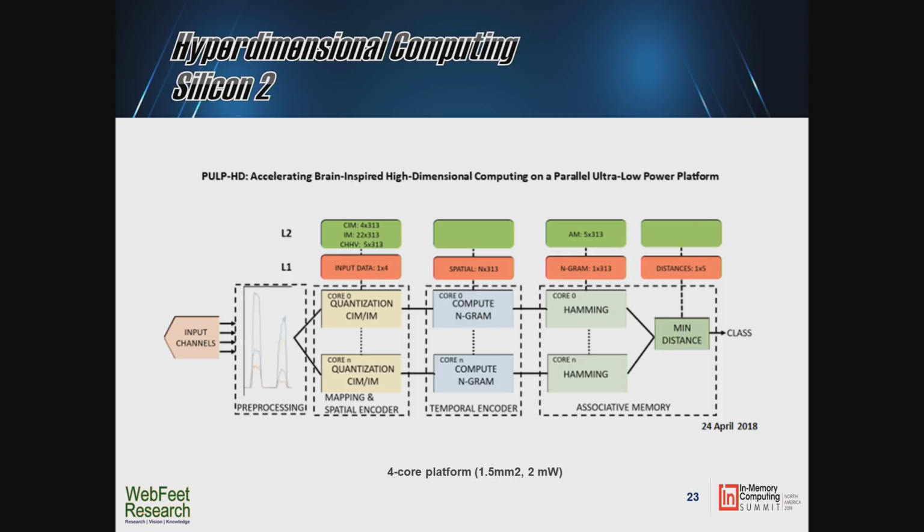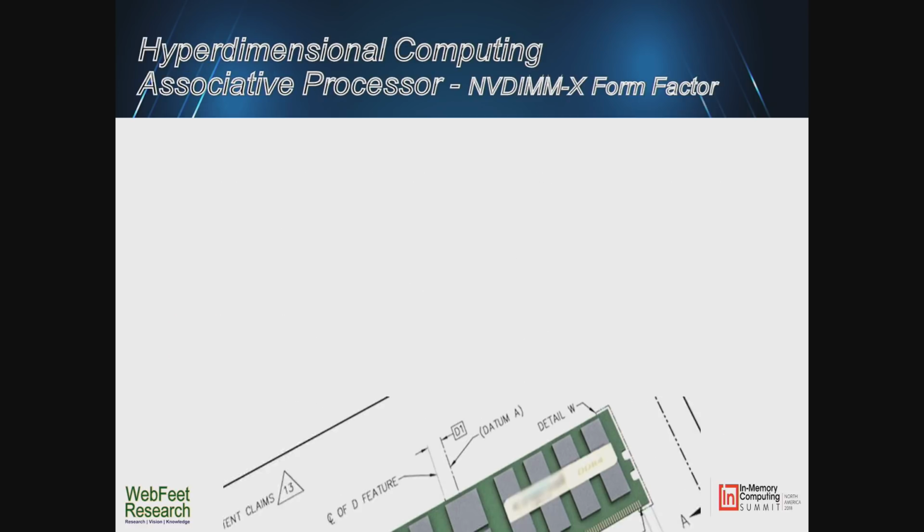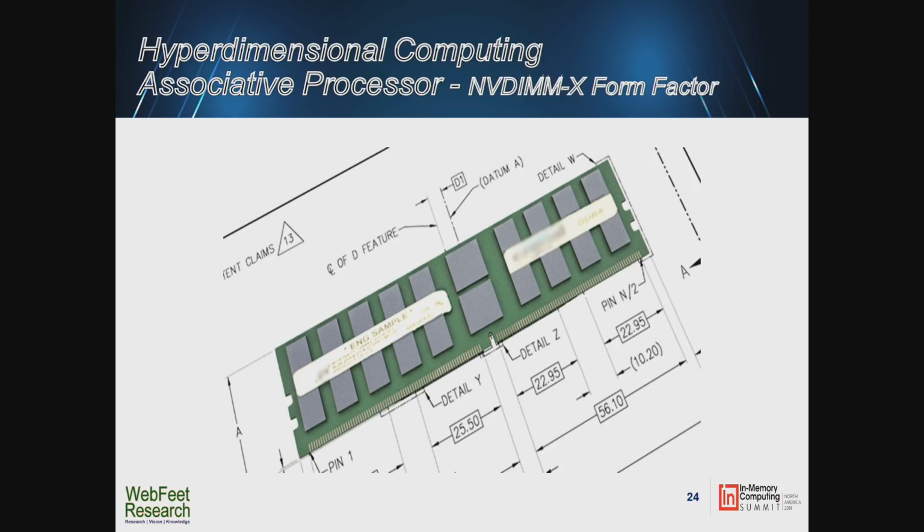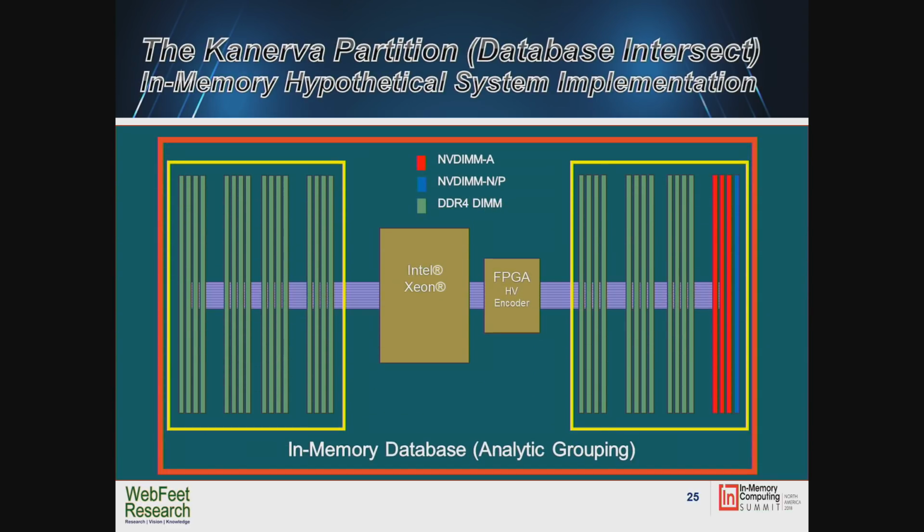Remember what I was saying about toys to supercomputers? Now to the important stuff. This is a DIMM. It's got a lot of persistent DRAM on it. It also has some FPGAs, and it's a form factor you can put in your memory channel. And here's what it looks like: you have this Intel Xeon with this FPGA hypervector encoder engine, and it goes to your non-volatile DIMMs on the memory channel.